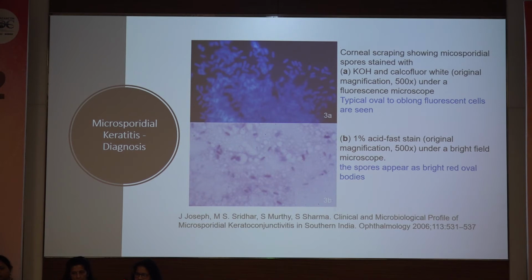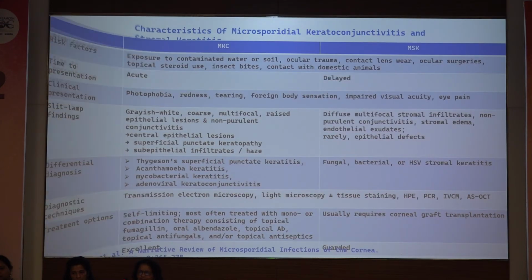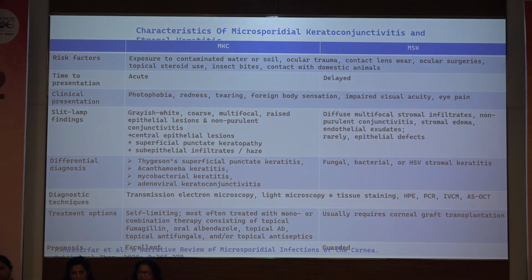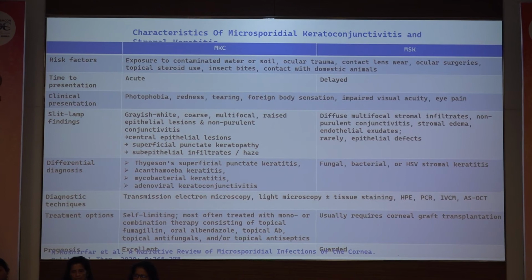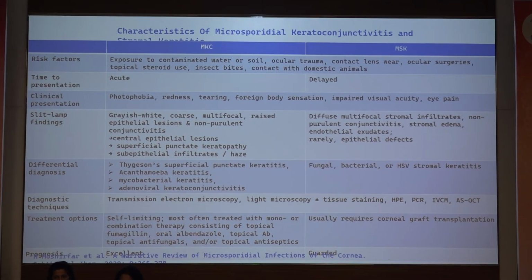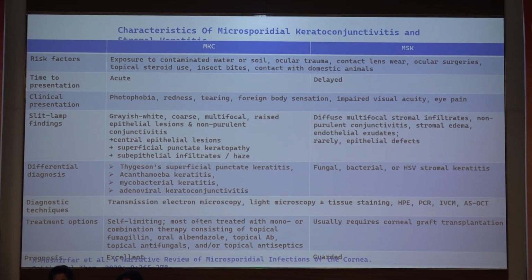And the lower one is an acid-fast stain at 500x magnification, where the microsporidia appear as bright red oval bodies. This is not something you would commonly see, and you would need to alert your microbiologist to look for these in case your clinical suspicion is high.